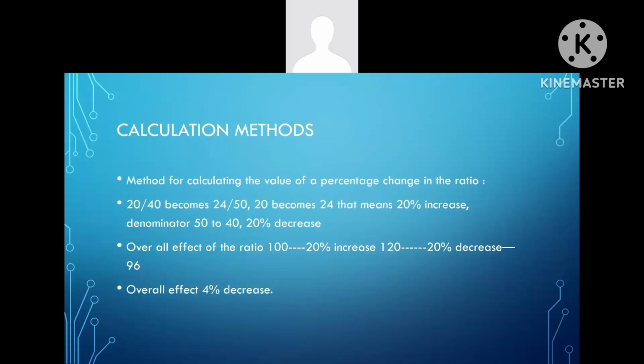Next comes another method for calculating the value of percentage change in the ratio. 25/40 becomes 24 by 50. Then 20 becomes 24. That means a 20% increase. Denominator 50 to 40 means a 20% decrease. Overall effect on the ratio: 100 with a 20% increase becomes 120. 120 with a 20% decrease becomes 96. Overall effect is a 4% decrease.